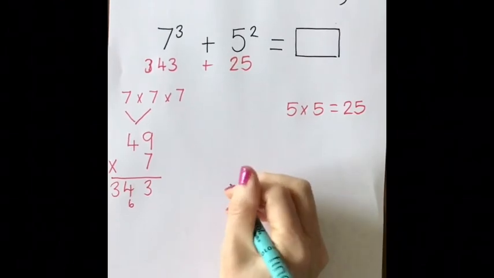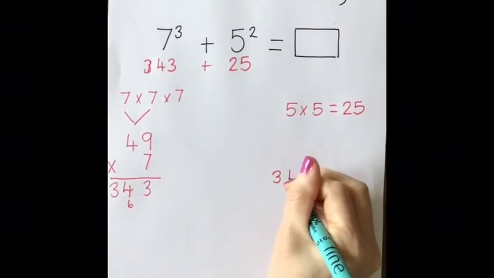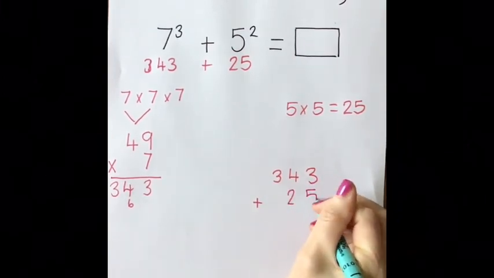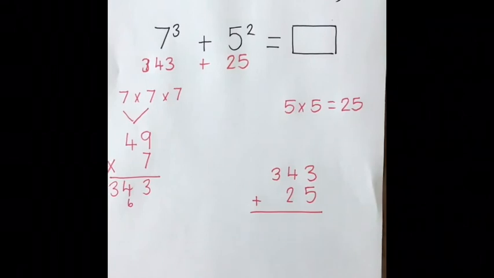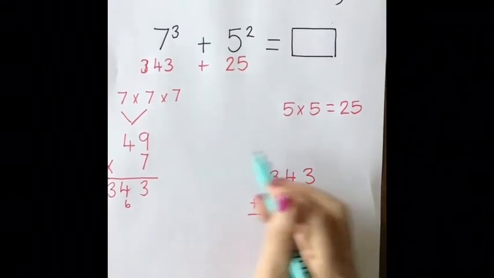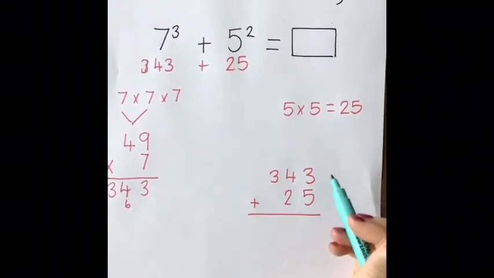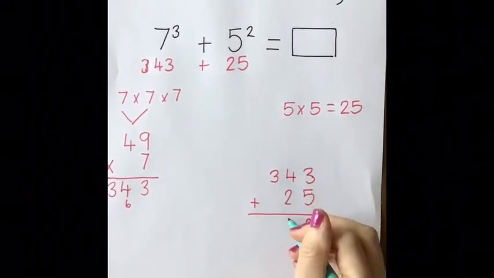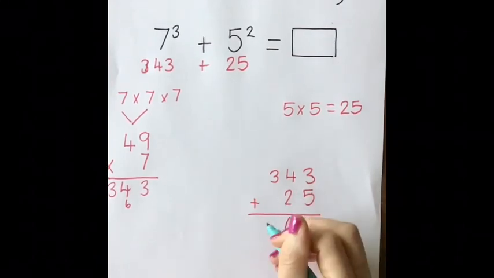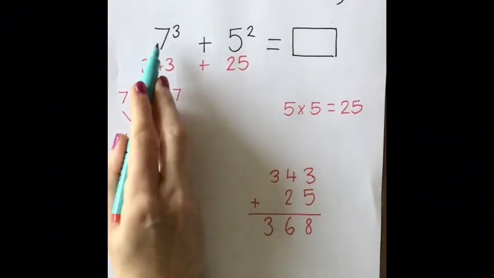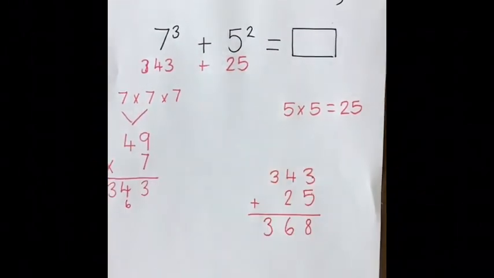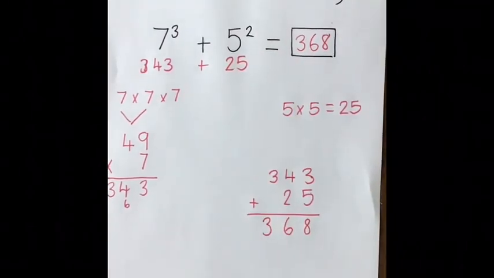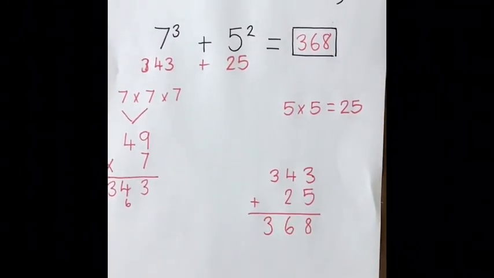So what we actually end up with is 343 add 25. We can put this into a normal column addition method. So 3 add 5 is going to be 8. 4 add 2 would be 6. We haven't got anything to add to 3, so that stays the same. So 7 cubed add 5 squared equals 368. Hopefully you got on with those problems okay.